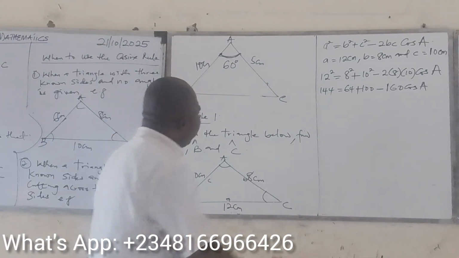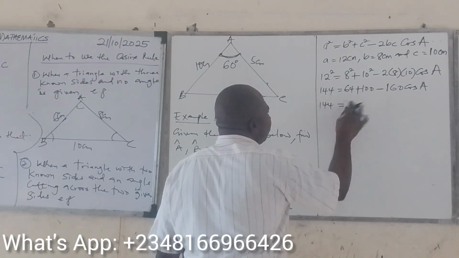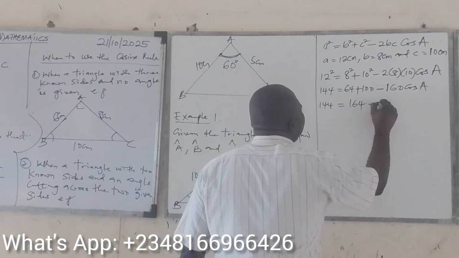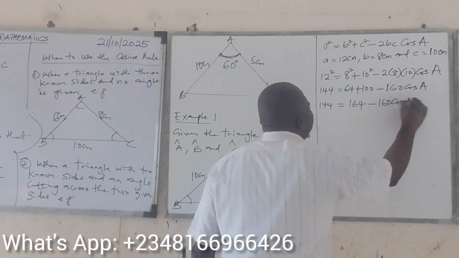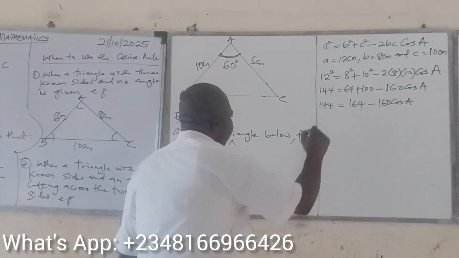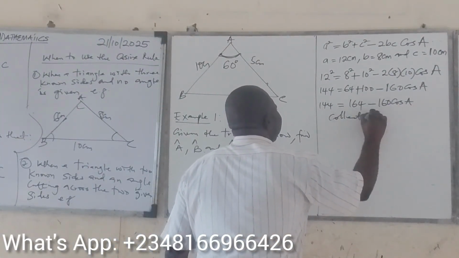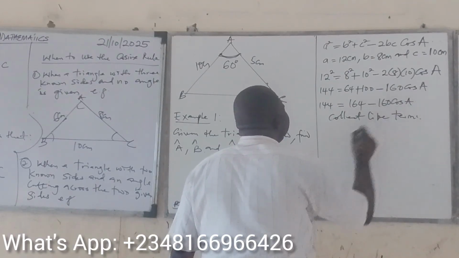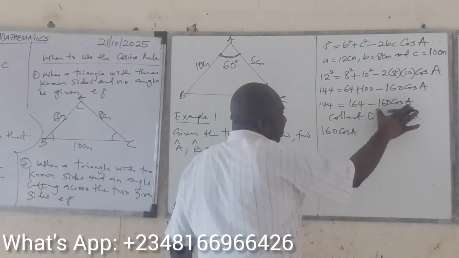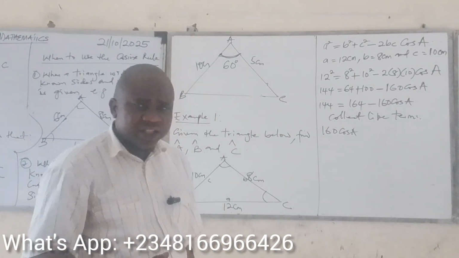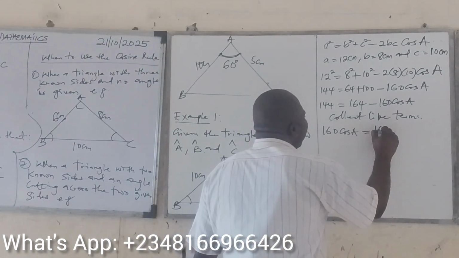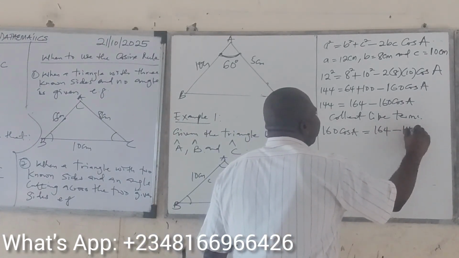So in this case it means 144 will be equal to, when you add 64 plus 100, it gives 164, minus 160 cos big A. At this point, we can collect like terms. Now I'm bringing this minus 160 cos big A to the left hand side. So 160 cos big A will be equal to 164 minus 144.